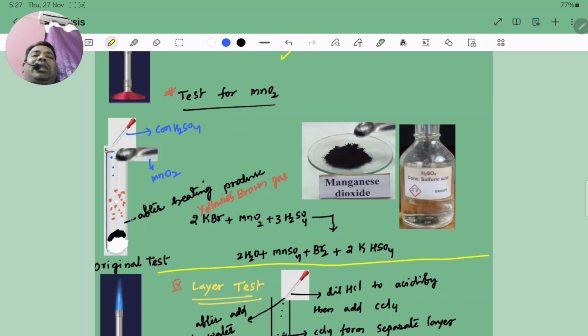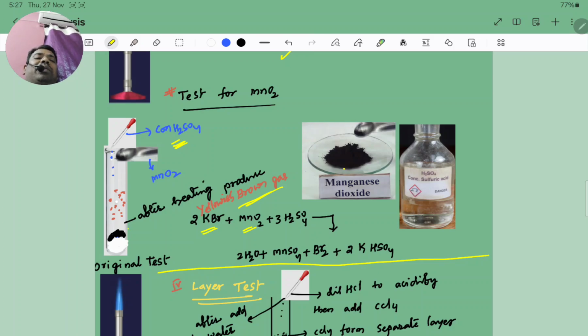Now look at, student, take a clean and dry test tube, add original salt, add manganese dioxide, then add concentrated H2SO4, student, right? Then start heating. After heating, student, yellowish brown gas is produced, that indicates formation of bromine gas, right? The evolution of bromine gas.